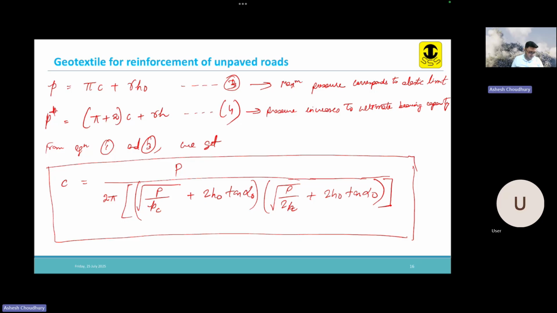And apart from that, we have to make some assumptions. It is assumed that the soil is in 100 throughout. And its shear strength is represented by the subgrade coefficient. Okay.